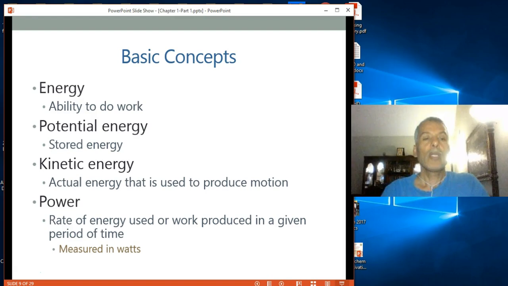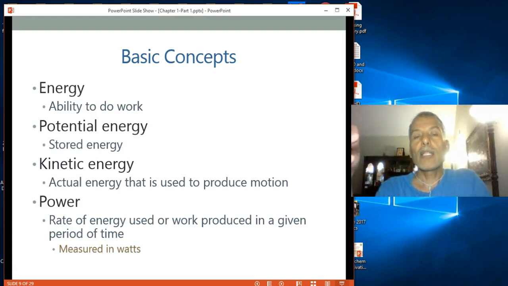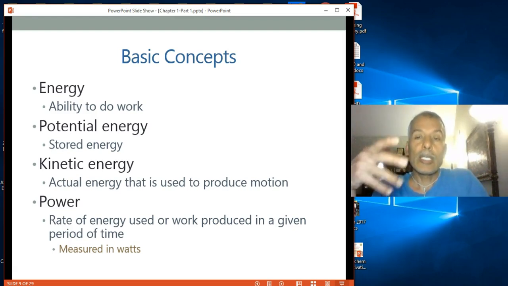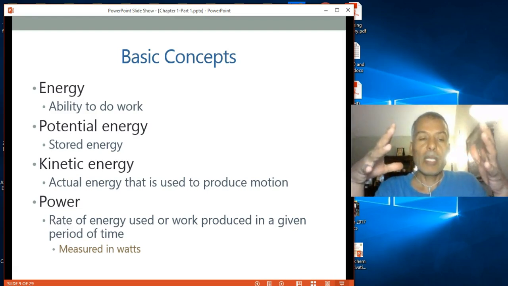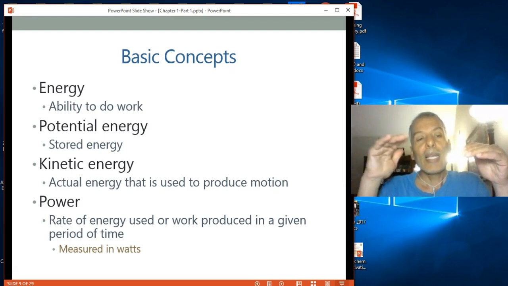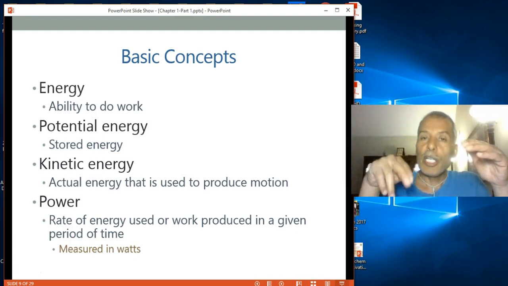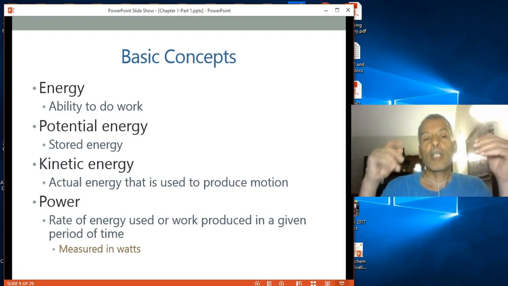save energy. So again, energy is any form of energy that can make things work or move, and potential means it is ready to be used. It is stored, ready to be used. Kinetic is what is actually used now as we speak. And then power is how much of that energy, kinetic energy, is being used per hour or per second or per any unit of time.